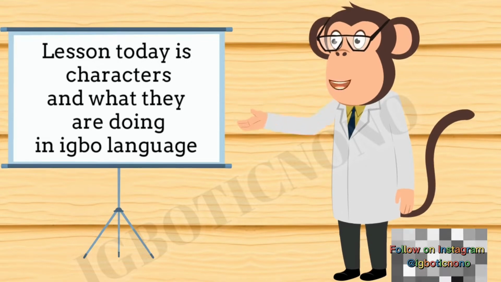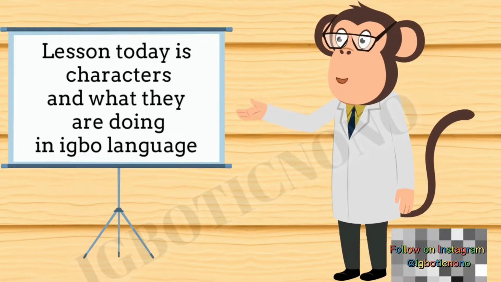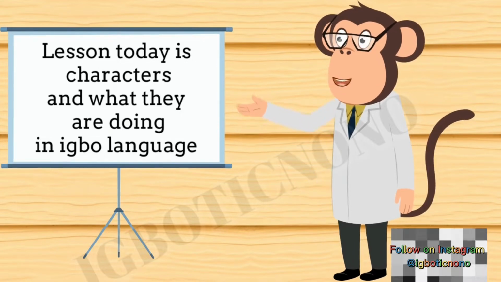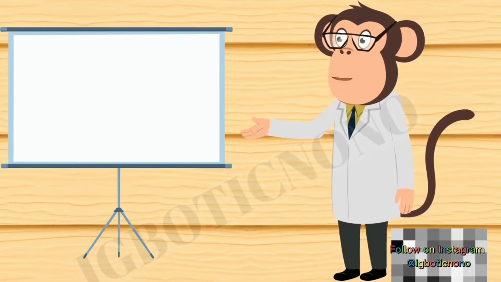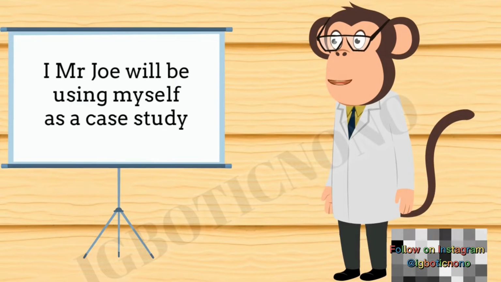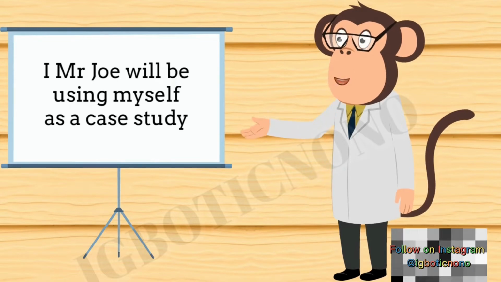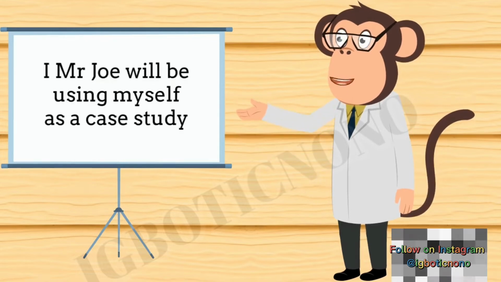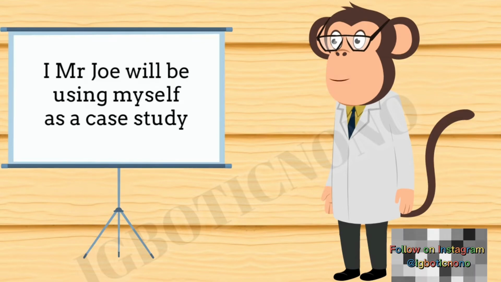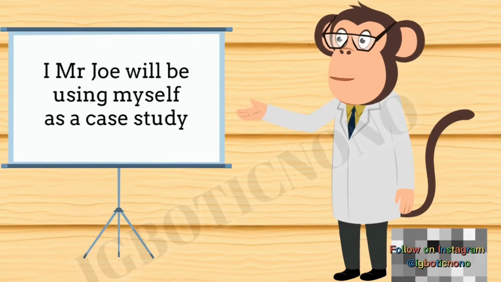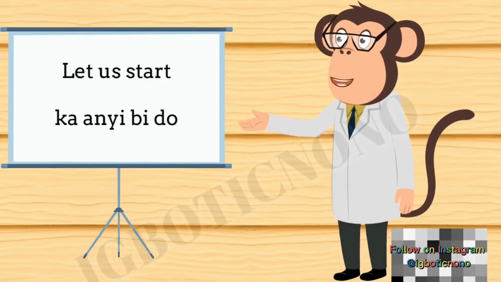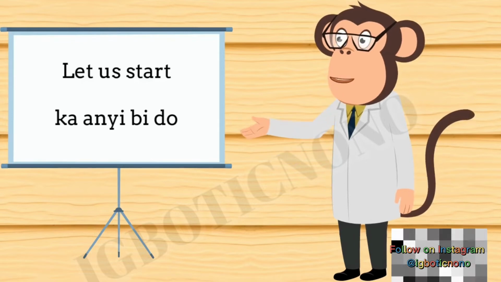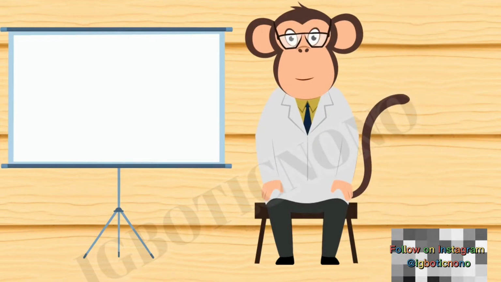Lesson today is characters and what they are doing in Igbo language. Yes, this is an animated video. We'll be learning characters and what they are doing in Igbo language. The person you're seeing now is Mr. Joe. I named this character Mr. Joe. So Mr. Joe will be using himself as a case study. Let us start. Kanyibido, in Igbo language, means ka anyị bido.